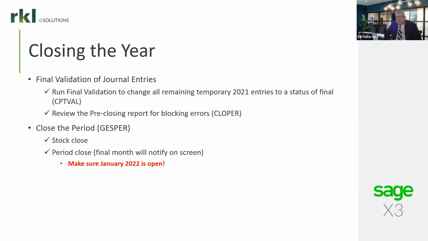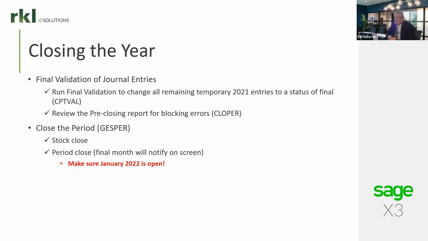All right, so you run your final validation, get everything finalized, and then you can review the pre-closing report for blocking errors. Usually that report is generated automatically after you do the final validation, and that's the CLOPER report. It lists out for you all the entries we just talked about, like invoices not posted or receipts not posted, that type of thing. Everything will be in that report if there are any errors left, or any activities you need to perform before you can close out the period.